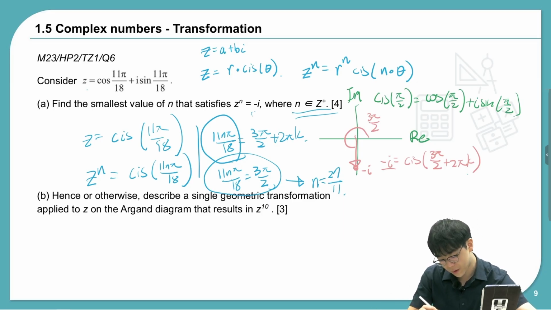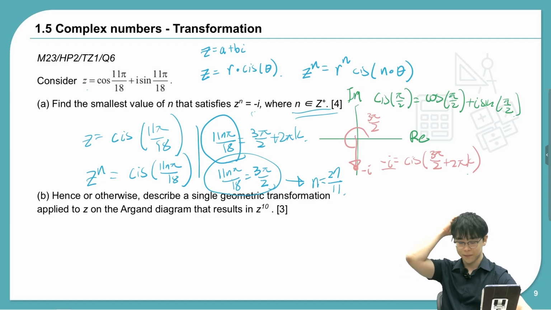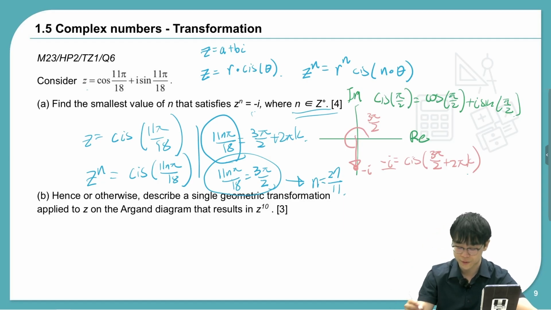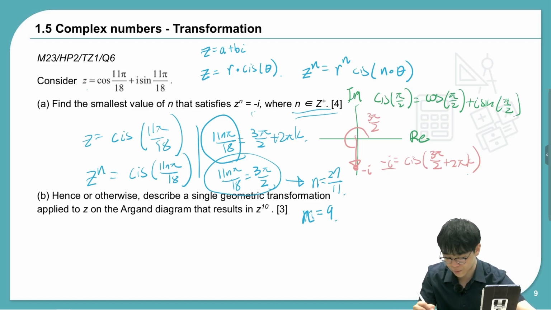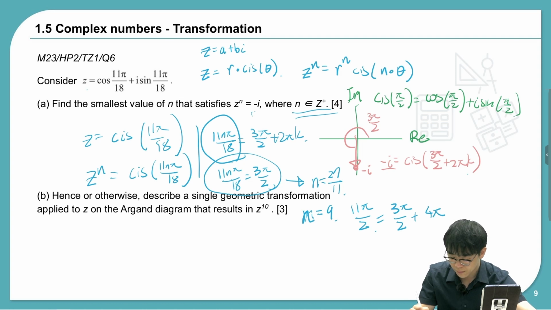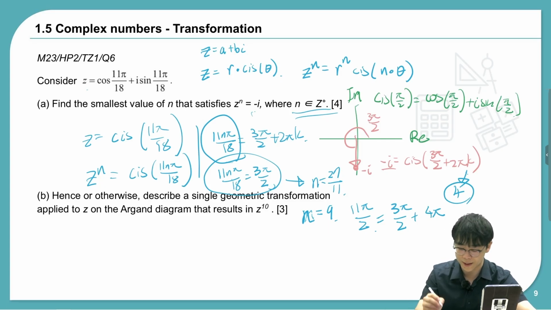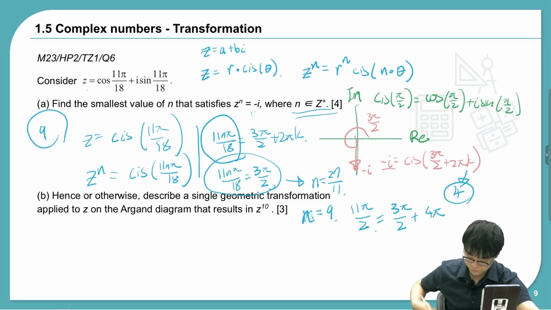So what we could try is, if you want our argument to be a multiple of like pi over 2, then we would have to try doing like n equals 9. Right? So if n equals 9, then we would get 11 pi over 2, which works because we'd have 3 pi over 2 plus 4 pi. Right? So we could say that k could be 4, and if k is 4, then n would be 9. So the smallest value of n would then be 9.